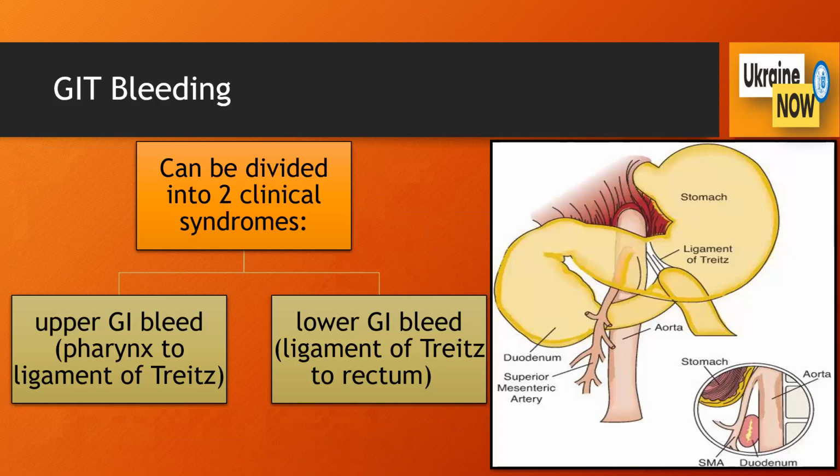The next important complaint is gastrointestinal bleeding, also known as gastrointestinal hemorrhage. It is all forms of bleeding in the gastrointestinal tract from the mouth to the rectum. So bleeding is typically divided into two main types, upper gastrointestinal bleeding and lower gastrointestinal bleeding. Upper gastrointestinal bleeding is from a source between the pharynx and the ligament of Treitz, lower from the ligament of Treitz to the rectum.